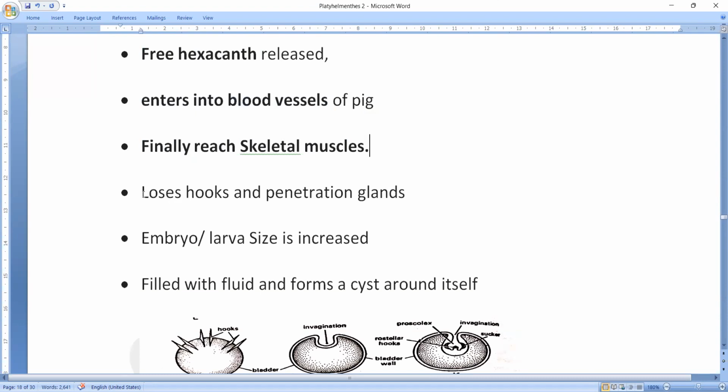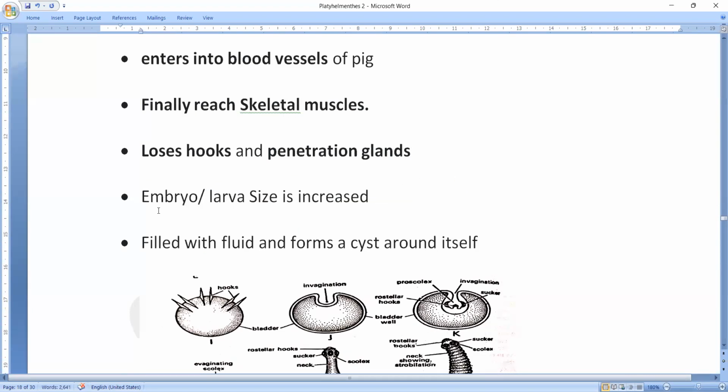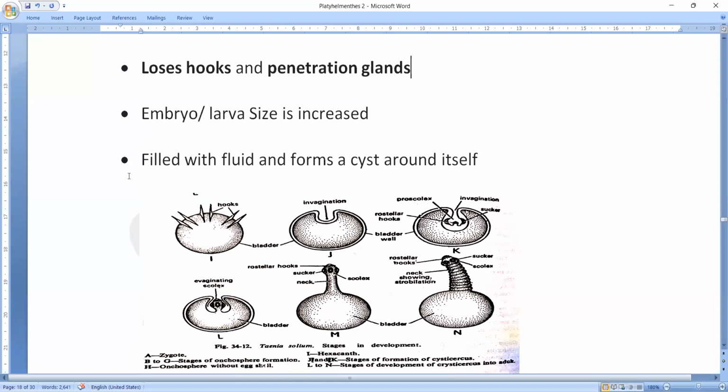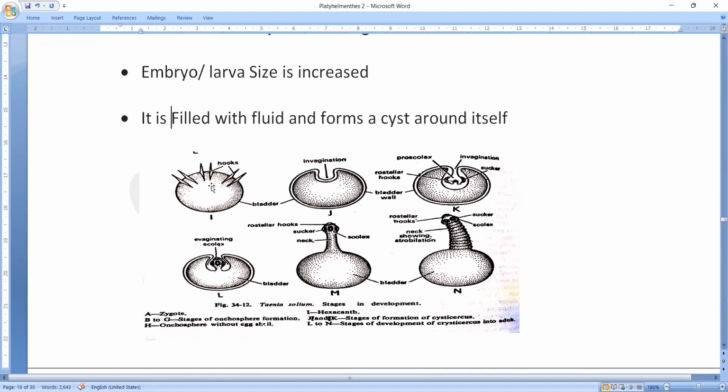So it loses hooks. The hexacanth loses hooks, and penetration glands are also lost. So embryo size is increased. The embryo is filled with fluid and forms a cyst around itself. So it lost its hooks and it is filled with fluid. It looks like a bladder now, and then an invagination takes place.